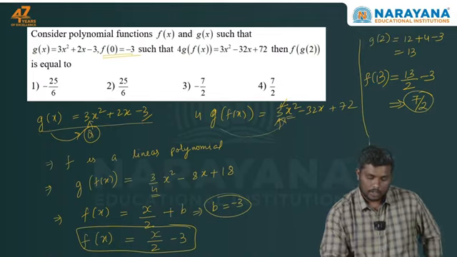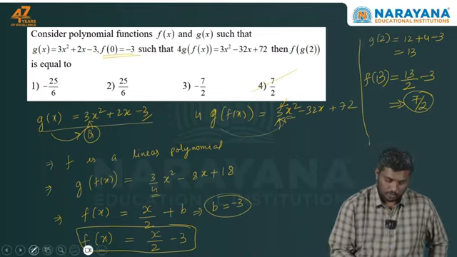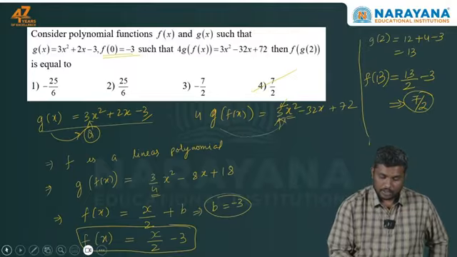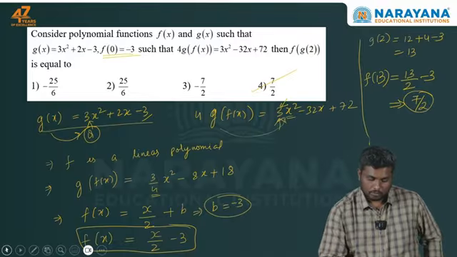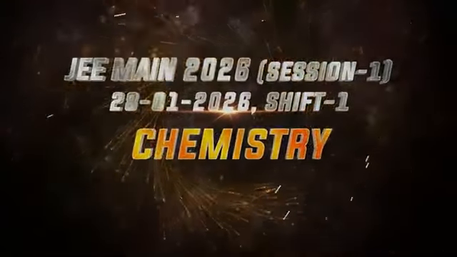So okay, final answer will be 7 by 2. We'll move on to the next question. Yeah, so that's it guys. We have this many questions right now. We'll see more questions in the next round. Okay. Now moving to chemistry.